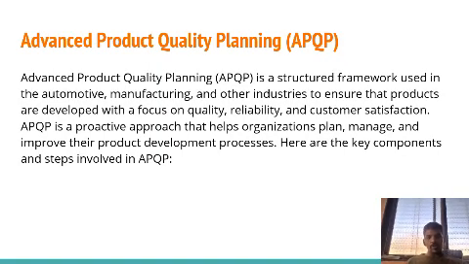Advanced product quality planning. So, how does APQP work in robust design? Advanced product quality planning is a structured framework used in automotive manufacturing and other industries to ensure products are developed with a focus on quality, reliability, and customer satisfaction. APQP is a proactive approach that helps organizations plan, manage, and improve their product development process. Here are the key components and steps included in APQP. Basically, in APQP, we focus on quality, reliability, and customer satisfaction.